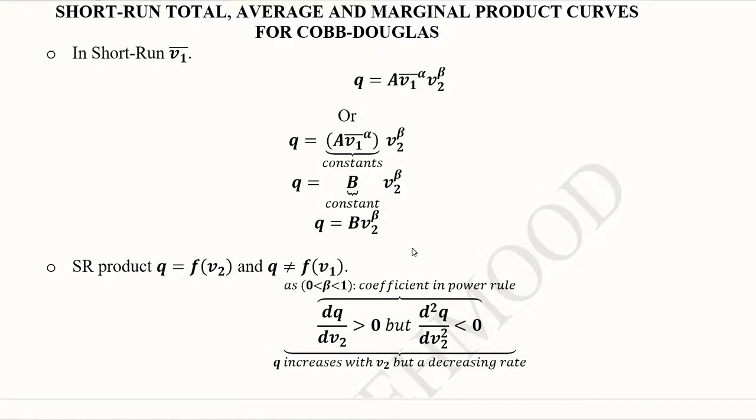After understanding the slopes of the isoquants of the indifference map of the Cobb-Douglas production function, we shall now focus on the average, marginal and total product curves for the Cobb-Douglas production function in the short run. And the short run has a certain feature that doesn't allow all of the factors of production to change. Here V1 is that factor of production, for instance capital, that we assume will not change during the short run.